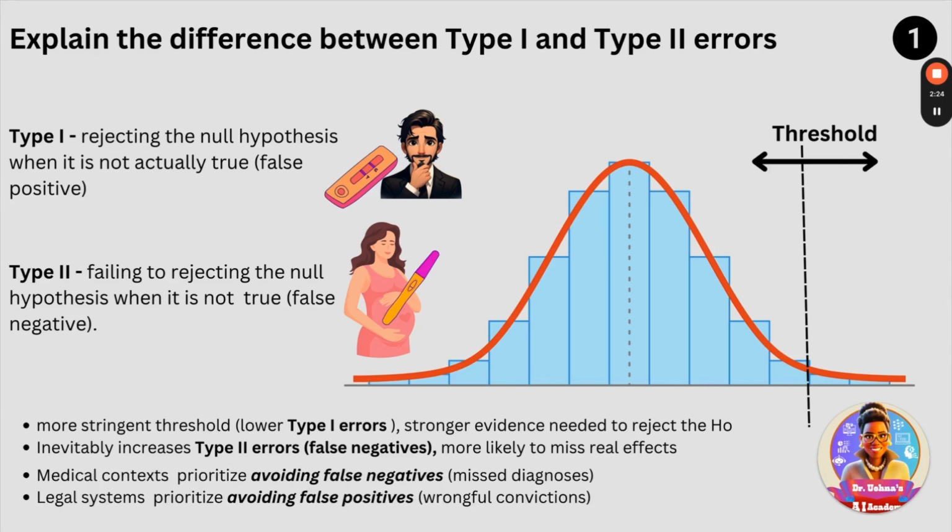In the case of a medical diagnosis or a medical test, you want to avoid the false negatives, making your test stringent enough that you will detect any type of significance that's there. Whereas in the legal system, you're more focused on not convicting anyone wrongfully. So your emphasis is on minimizing any kind of false positive.